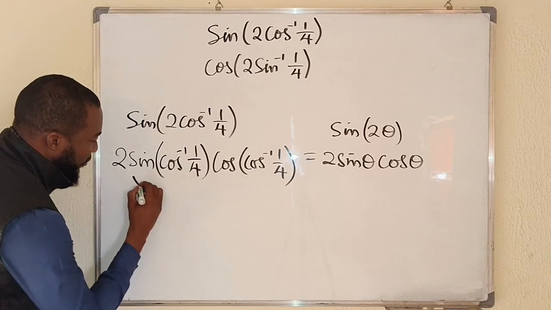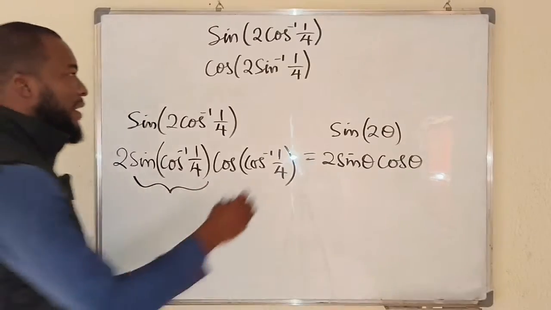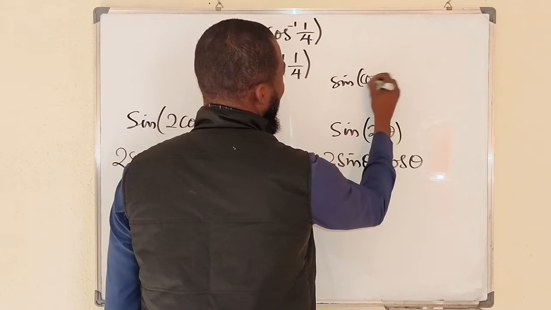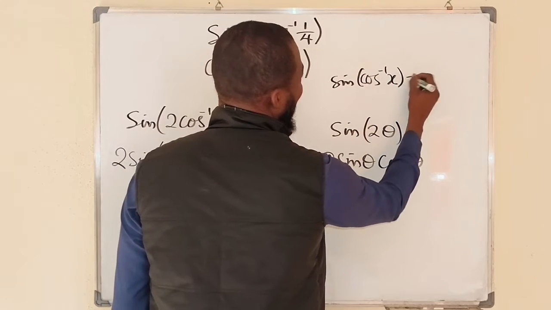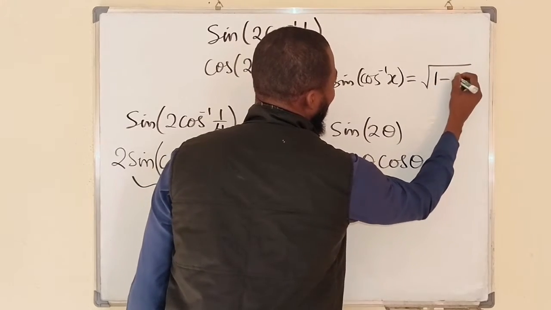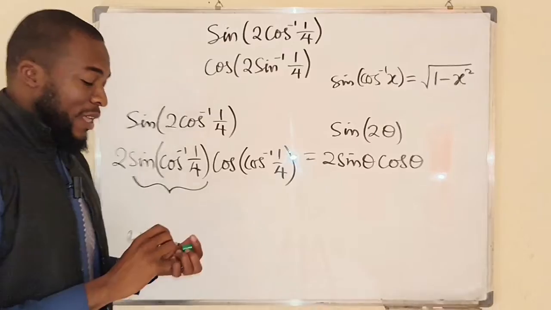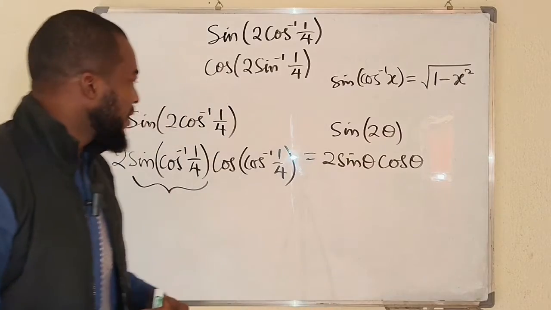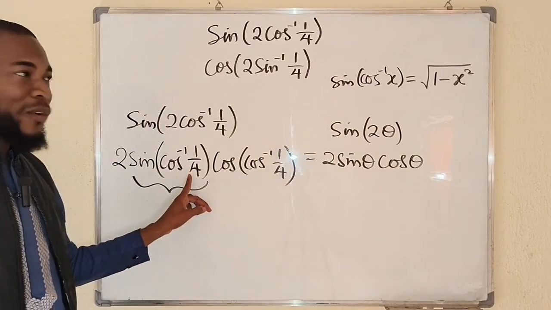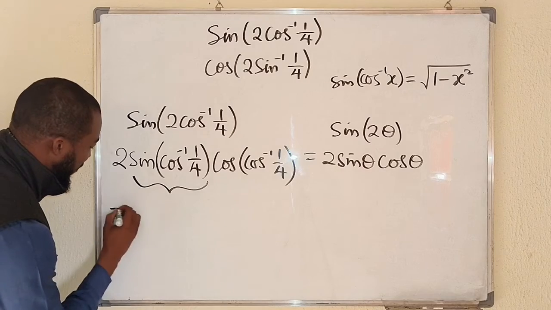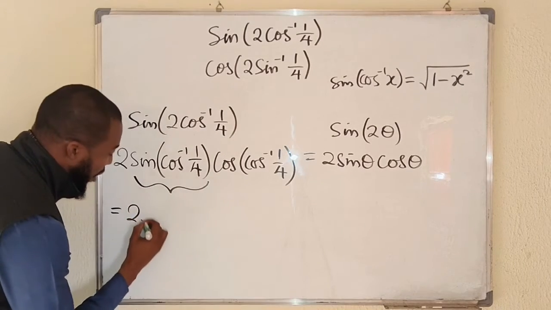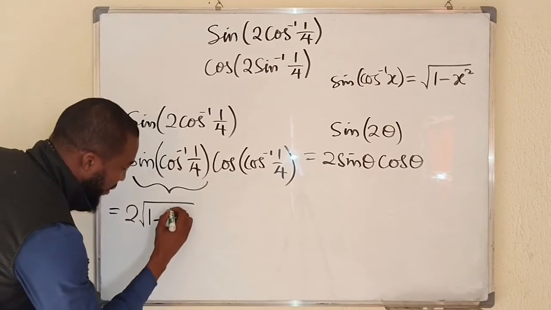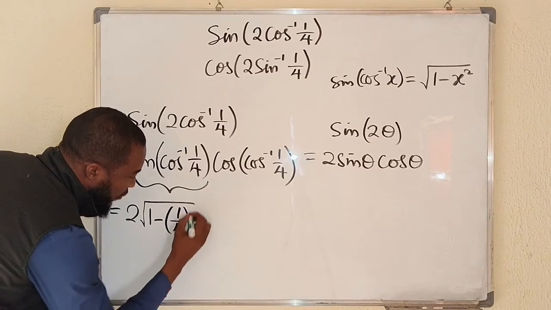Remember, if you have sine of cosine inverse of x, it is equal to the square root of 1 minus x squared. Remember that. I don't have to derive this. If you want to see how we arrive at this formula, you can watch my previous lesson. Here x is 1 over 4. So this is the same thing as 2 multiplied by the square root of 1 minus 1 over 4 whole squared.